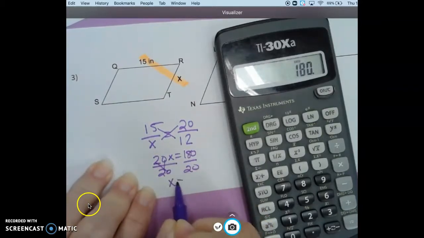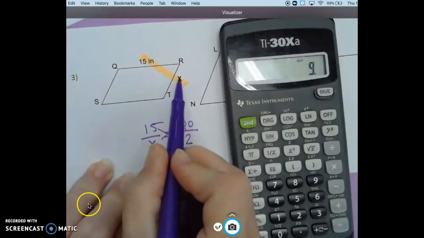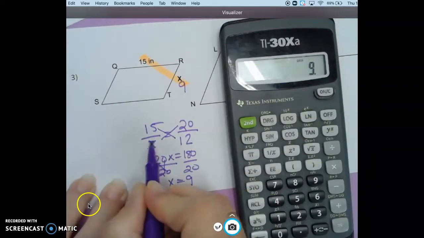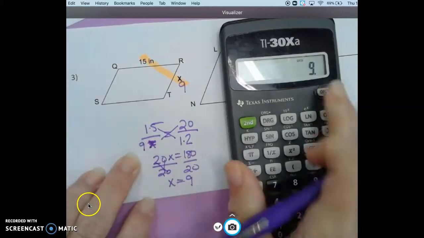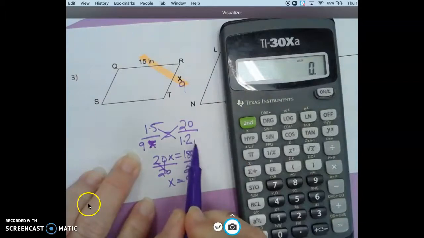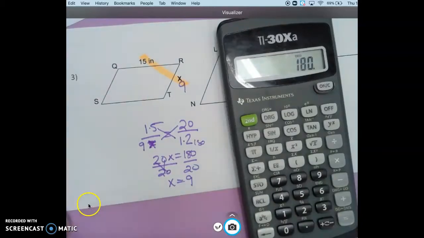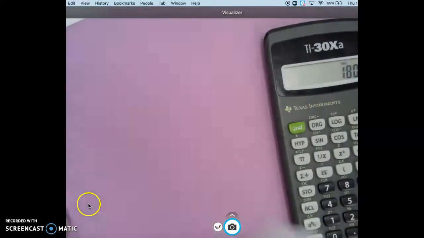You can probably do that in your head. It is 9. So that means that this value has to be 9. And if I wanted to check it, I could put a 9 here and do 15 times 12, which we already know is 180. And we can double check that 20 times 19 gives us that 180 also, and it does, so we know we got it correct. So the nice thing is we can always check these, so we should know how we did on them.